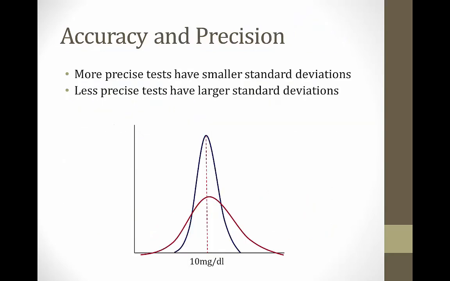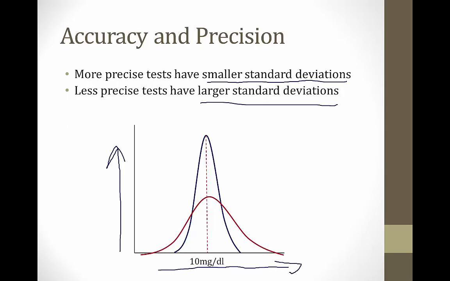So tests that are precise have a smaller standard deviation if you take repeated measurements, and less precise tests have larger standard deviations. So let's look down here at these 2 curves I've drawn. So if this is blood sugar level along the x-axis, and this is the number of times we get each measurement from repeating a test, let's suppose the red curve represents 1 test here.